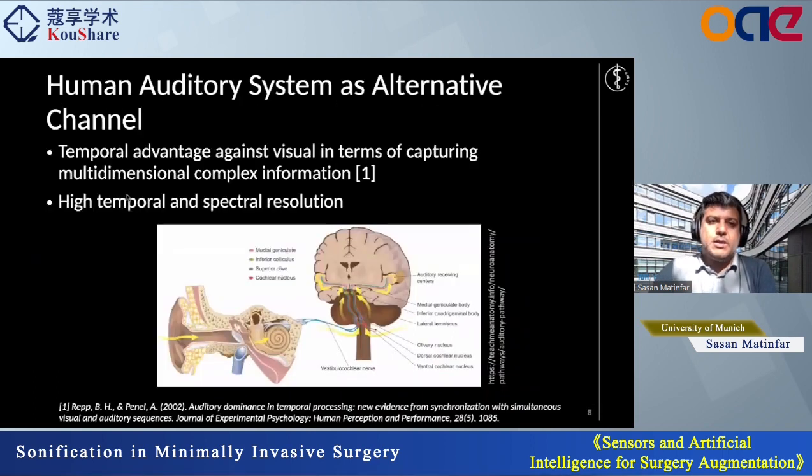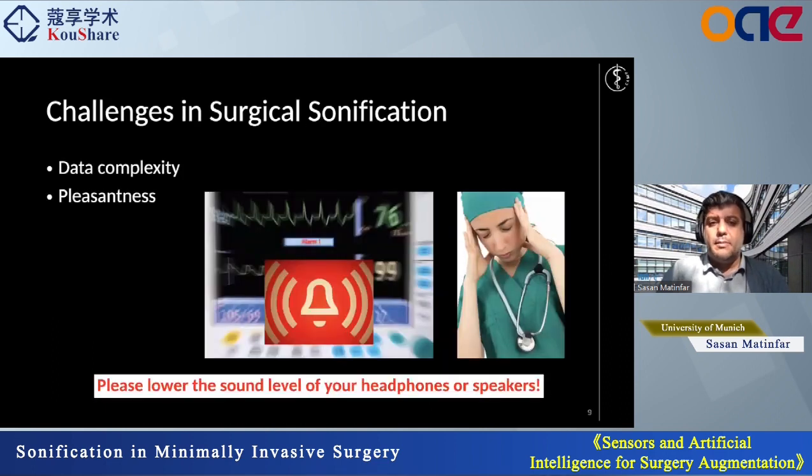So our auditory system, as Matthias said, has great advantages, especially temporal advantages against visual, in terms of capturing high complexity and multidimensional data. Our auditory system is capable of processing high temporal and spectral resolution data in a very quick manner.